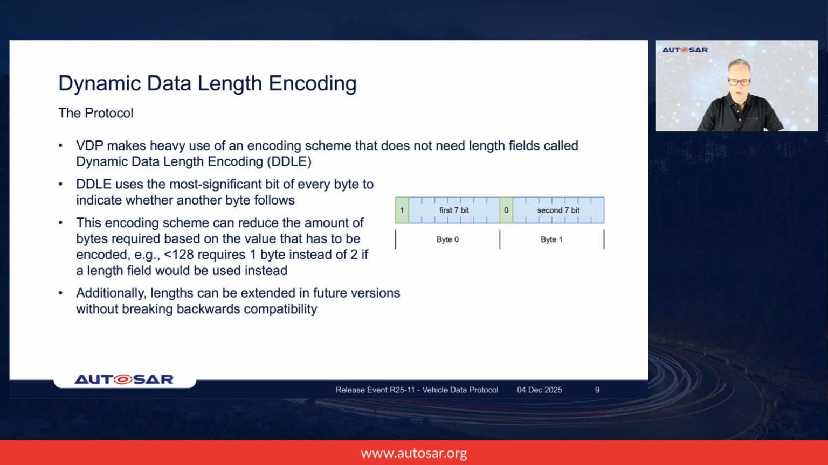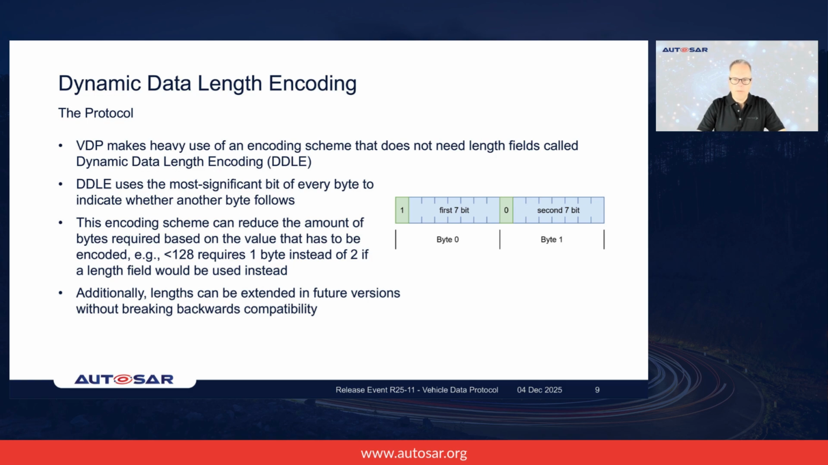So here in the example, we see that the first byte has the first bit set. That means we will get a second byte. In the second byte, the MSB is not set. That means we will stop here. So we will have two bytes that will be combined into one value. This encoding scheme can reduce the amount of required bytes based on the values that have to be encoded. A value less than 128 requires 1 byte of data instead of 2 or 4 bytes if you use a length field. Additionally, the length can be extended in future versions without breaking backward compatibility.